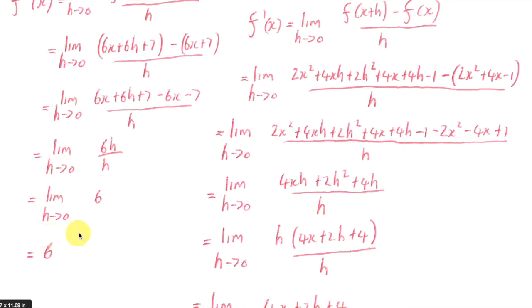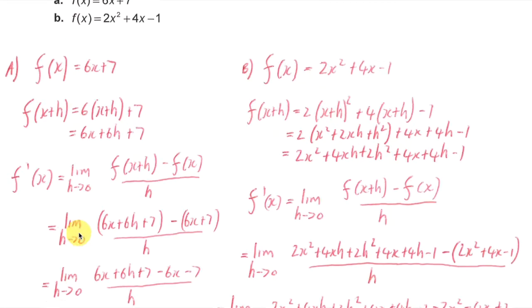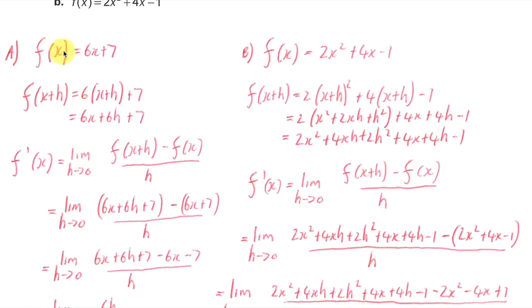And this makes sense to us because if we think about the original rule, f of x equaling 6x plus 7, then we know that that's a straight line with a gradient of 6. So what's the instantaneous rate of change going to be for all values of x? It's just the gradient of that straight line, which is 6. So it's sensible. Let's look at b, a little bit more work involved with this.